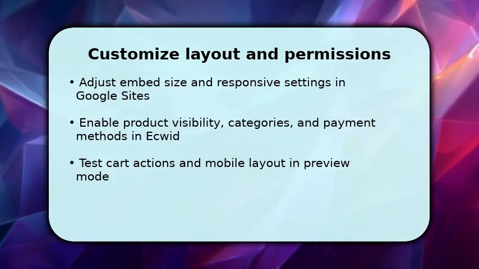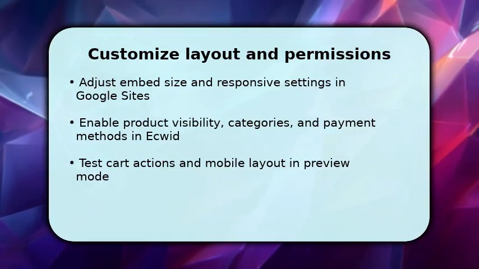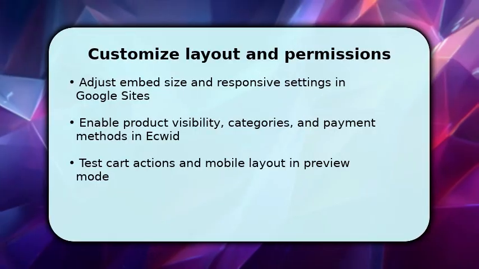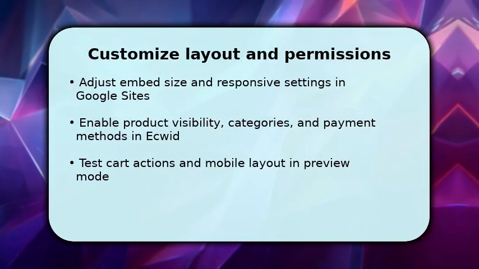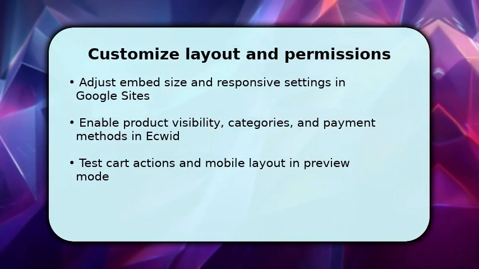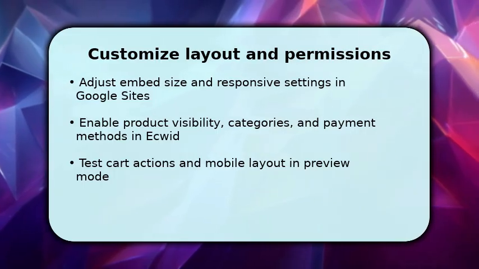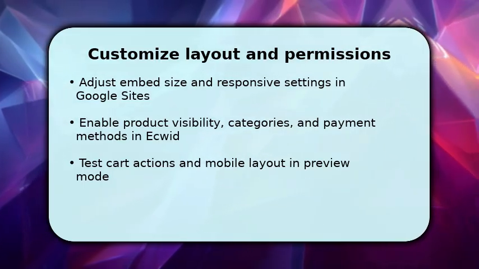In Google Sites, resize the embed frame, set responsive options, and align it with surrounding sections. Switch back to Ecwid to confirm product visibility, categories, shipping profiles, and payment gateways. Changes propagate to the embed.